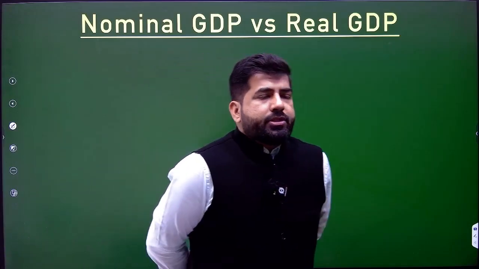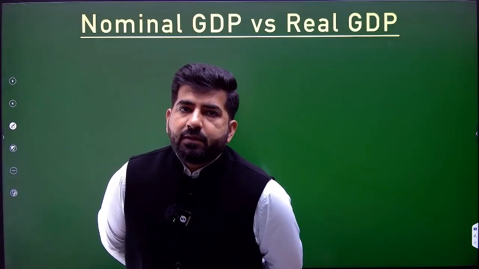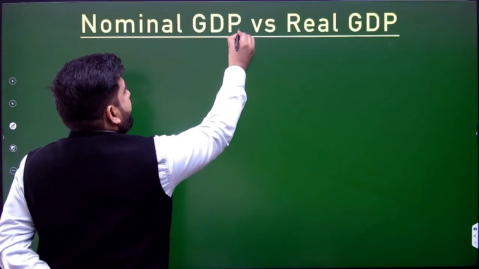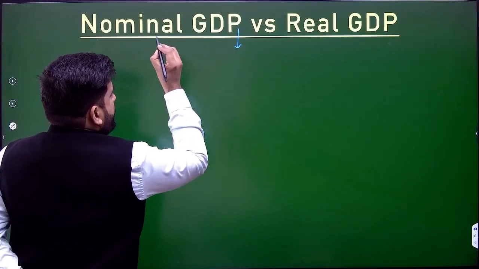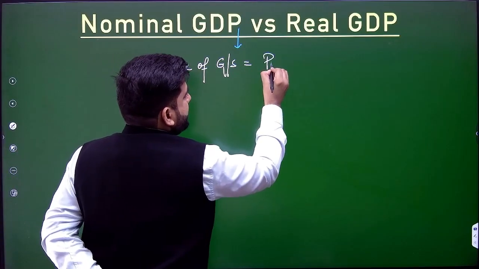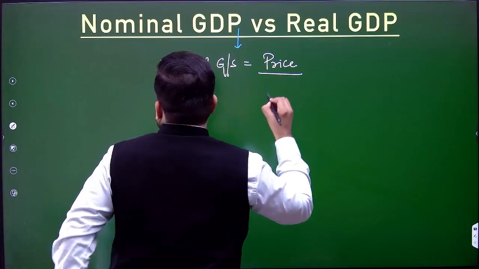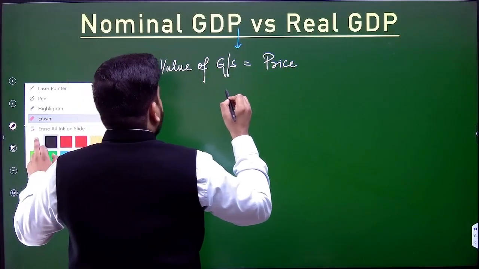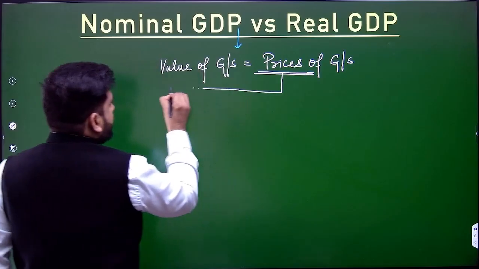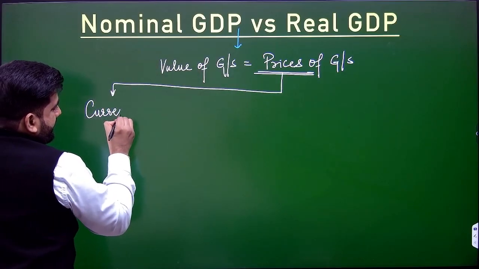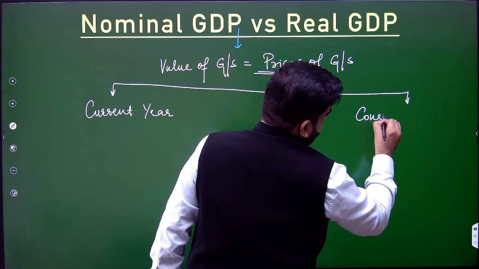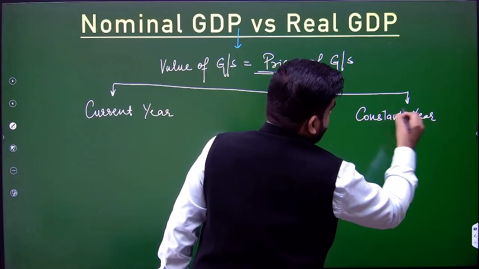Now, when we discussed GDP, one idea we discussed is the gross. Clear? Then the second thing we discussed is that GDP is the value. And when I talk about value, to know the value of goods and services, what is required? You require the prices. These prices you can take for a current year, or they can be taken for a constant year, which is nothing but some base year.